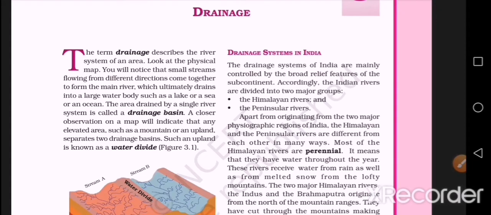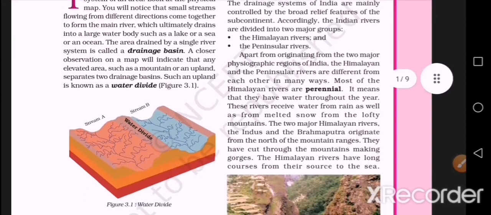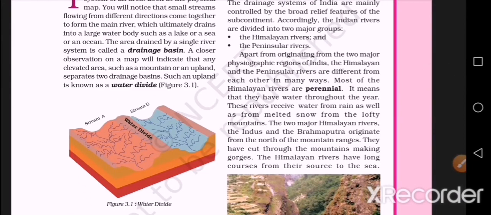Drainage. Drainage means the river system of any area is called a drainage. Then what is a drainage basin? See here, the area which is drained by a single river system is called a drainage basin.